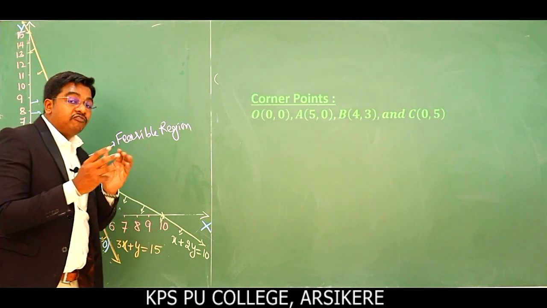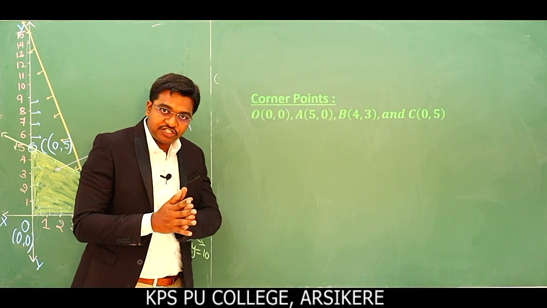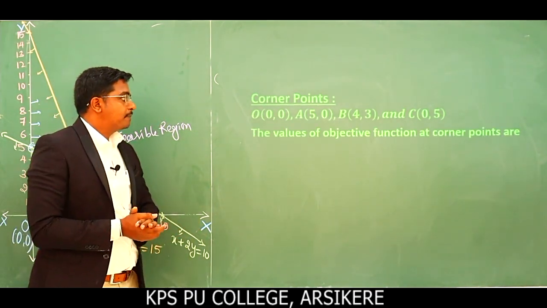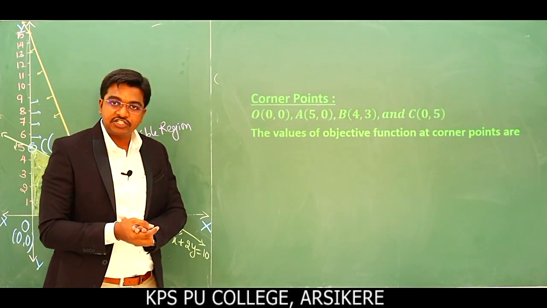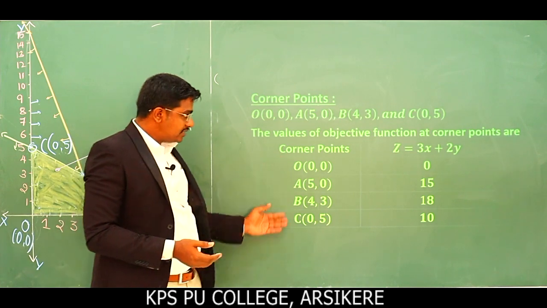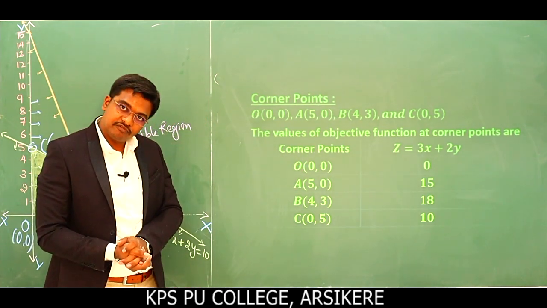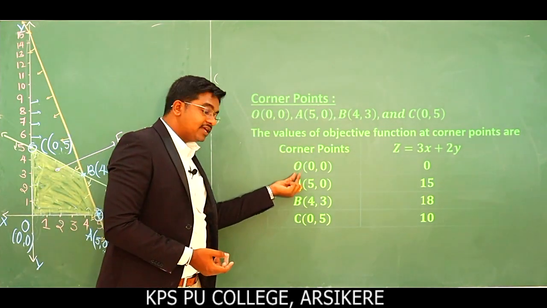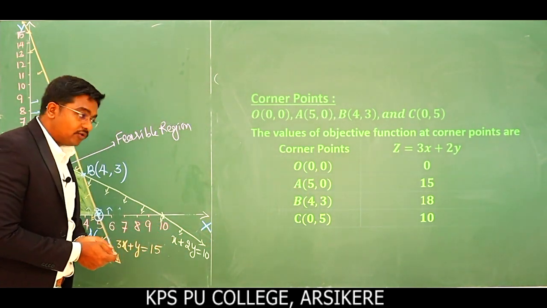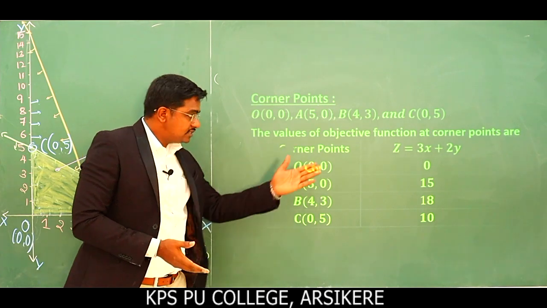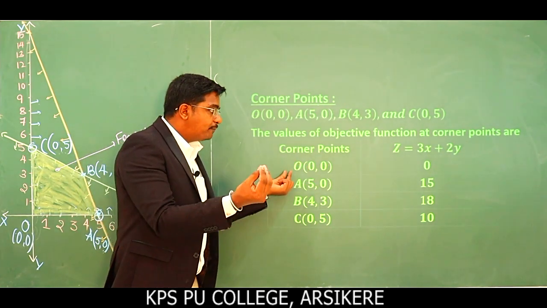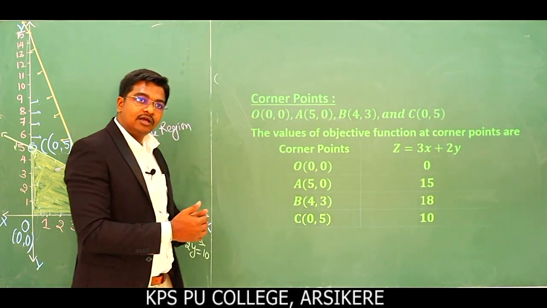What is the next method? Find the value of the objective function at the corner points. So write the corner points, then the corresponding value of the objective function. When the point is 0, 0, it means x is equal to 0 and y is equal to 0. Then z is equal to 0, because when you substitute x is equal to 0, 3 into 0 is 0 and plus 2 into 0 is 0. Total value becomes 0.